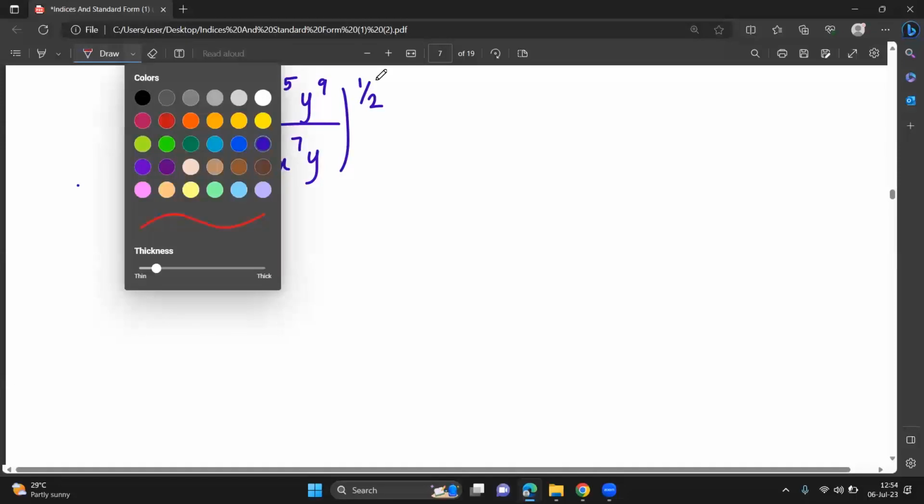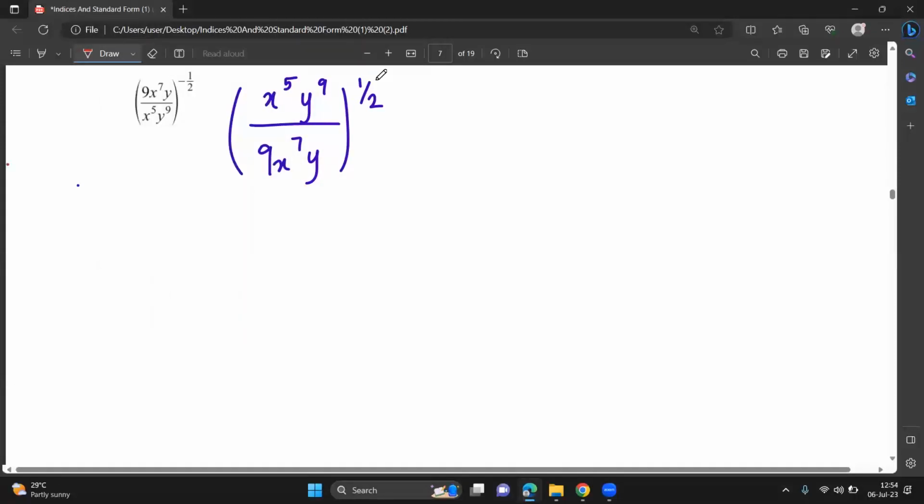Before you go forward, guys, you have to simplify whatever is possible. X to the power 5 gets cancelled and this becomes 2. Yes or no? 5 and 7, what's the difference? 2. 9 and 1, what's the difference? 8. So this becomes 8. So you would rewrite this saying y to the power 8 divided by 9x squared to the power half.